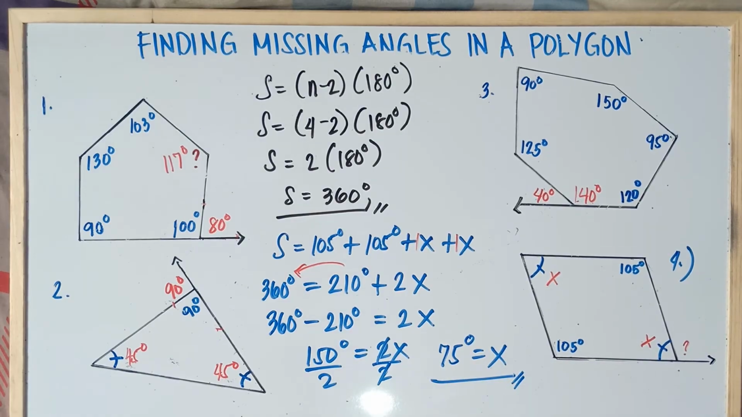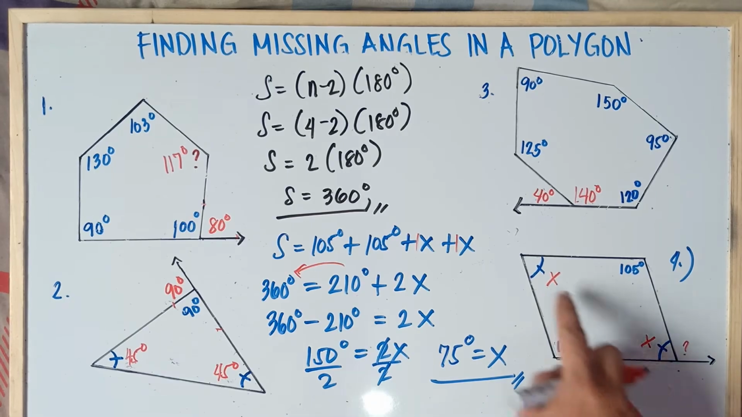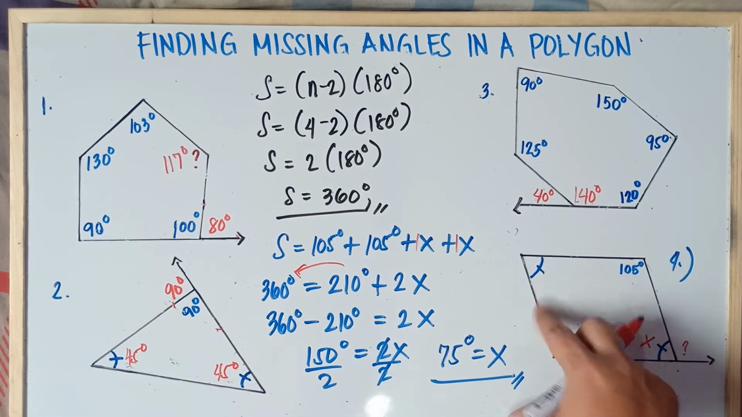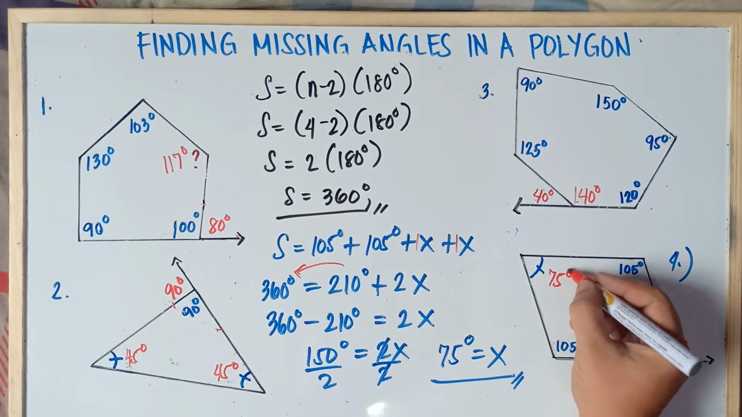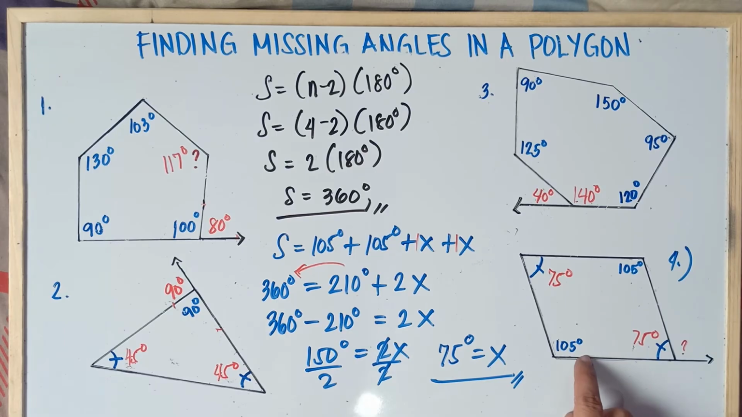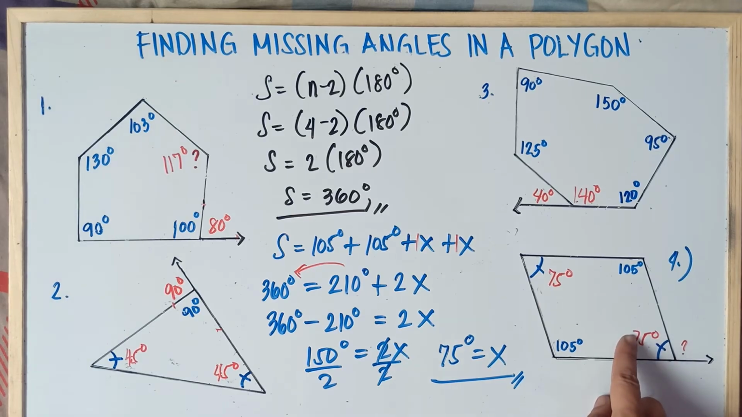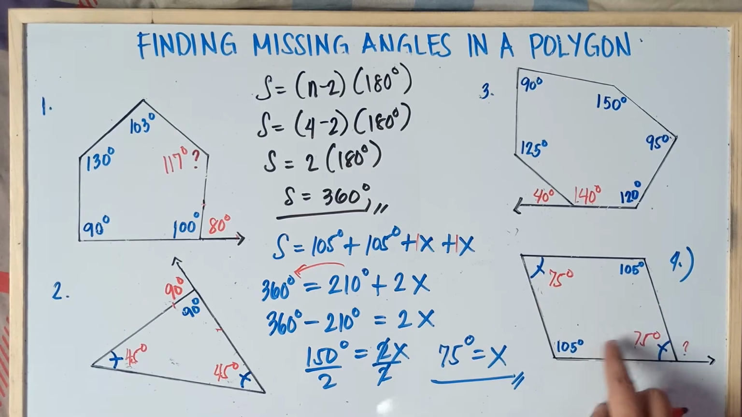That's it, class. All set. So this is 75 and this is also 75 because they have the same measure. So this is 75 degrees and this is 75 degrees. If you add this up, 105 plus 105 is 210, and 75 plus 75 is 150. So 210 plus 150 would be 360 degrees.